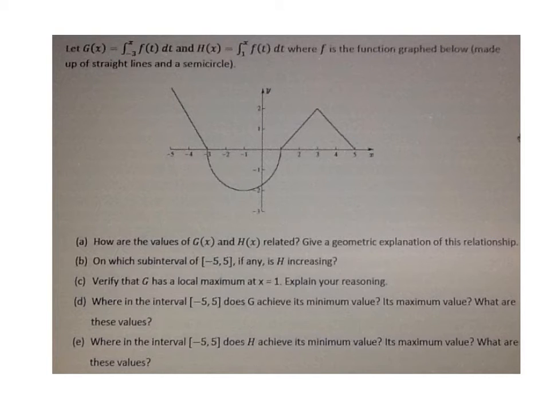Alright, here's part 2 on which subinterval is h increasing. So we're thinking about h, but it's not going to be too big of a difference here. So this is h prime and h. Now I'm going to look at these critical points here. We have -3, we have 1, and we have 5. And we want to show where it's increasing.